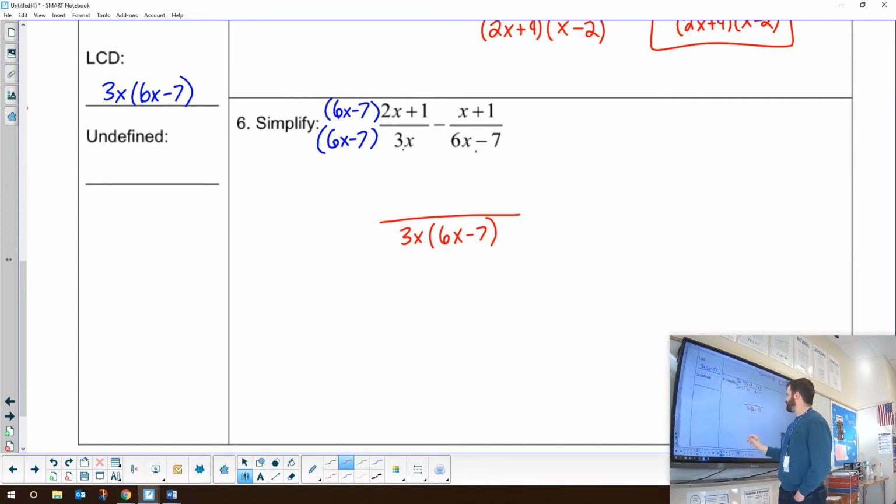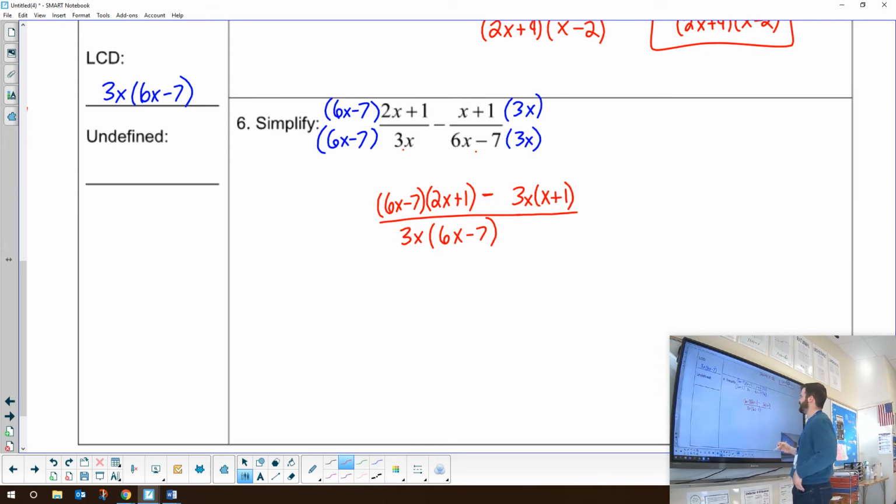So, my first piece, we're going to have 6x minus 7 times 2x plus 1. And we're going to be minusing, draw my fraction a little bit longer, to get from 6x minus 7 down here, we had to multiply by 3x. So we're going to multiply by 3x to the top here too. So that's going to be 3x times x plus 1. All right, so this is my top.